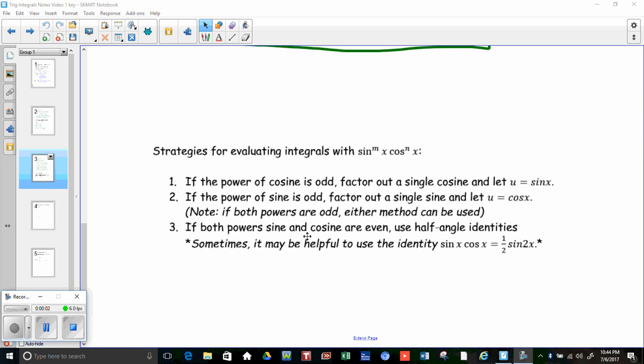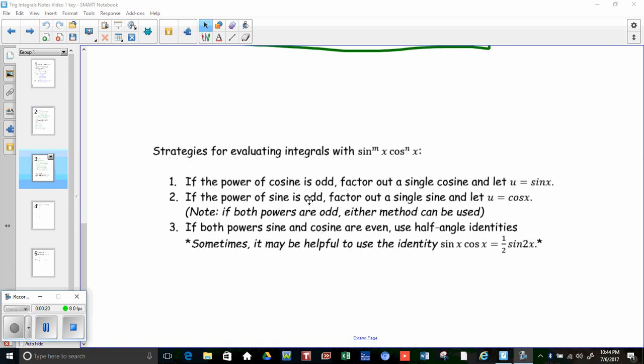Alright, so to recap our first video, we were dealing with strategies that involved sine and cosine, some combination where sine and cosine could be raised to either odd or even powers, or a combination of both. So here's a couple of the strategies for you.